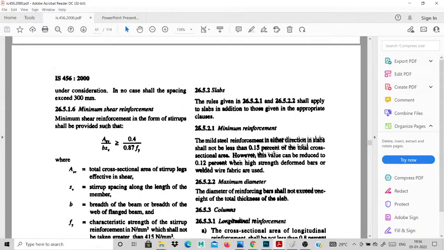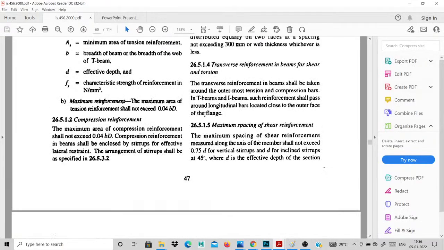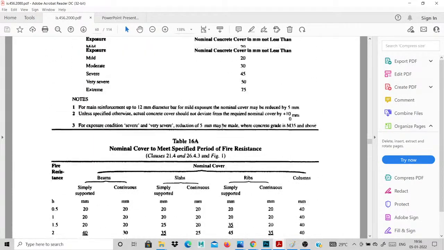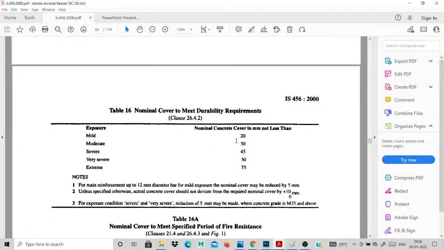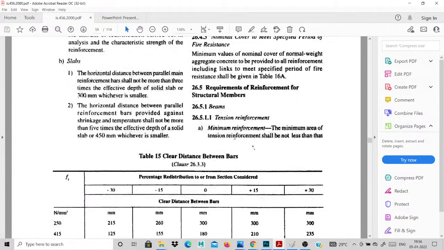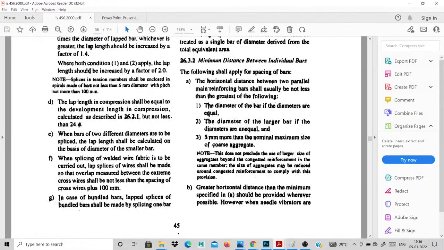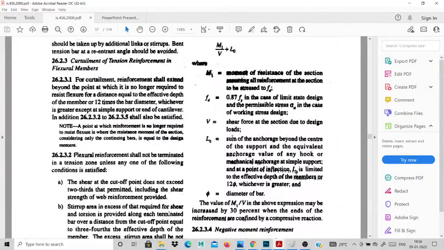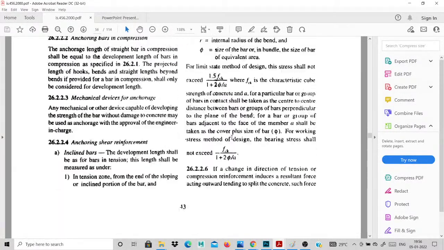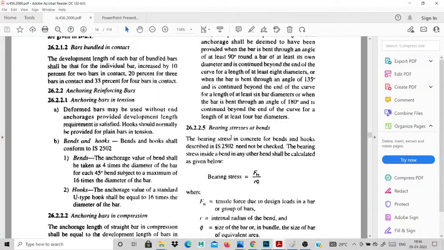You go for the beam minimum and maximum values. The shear is also given, and the exposure conditions too. This is the nominal cover for your buildings. These are the basic things to design your beams, columns and slabs. All the maximum values are taken from IS 456 also.